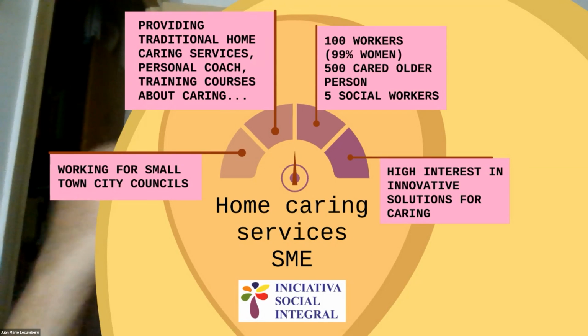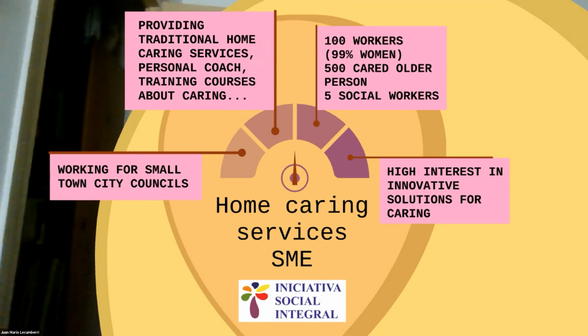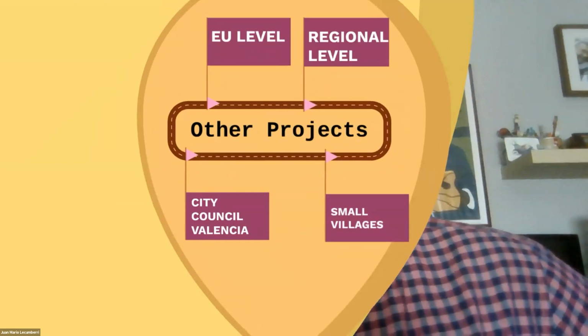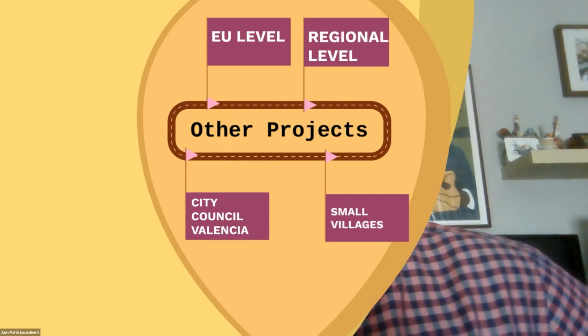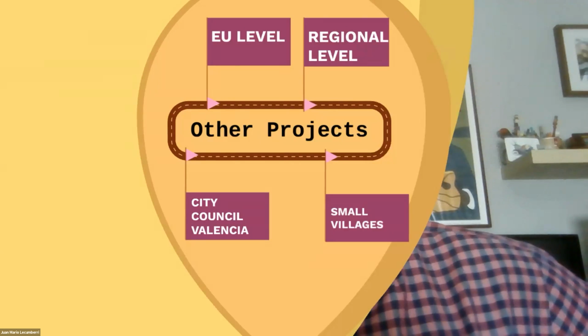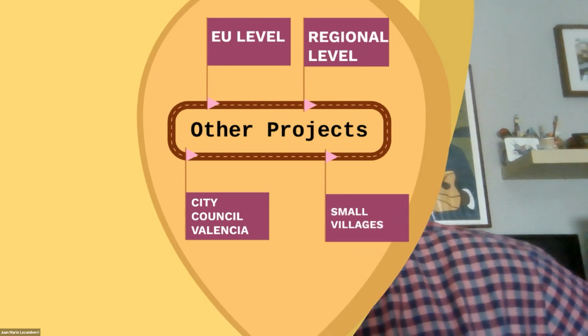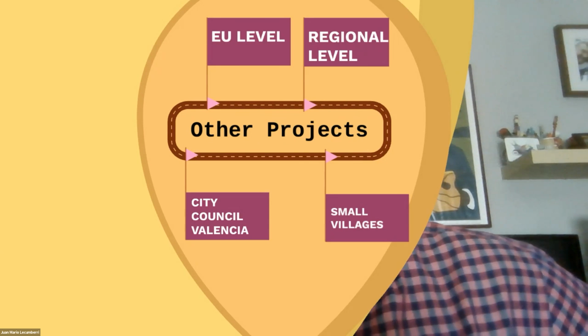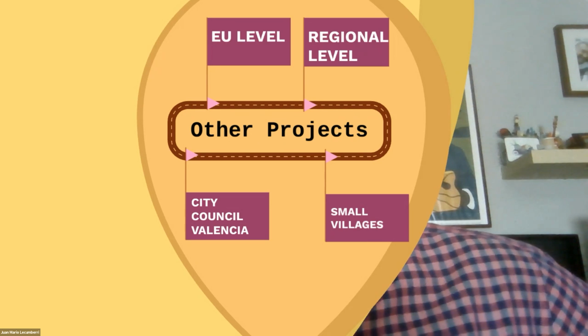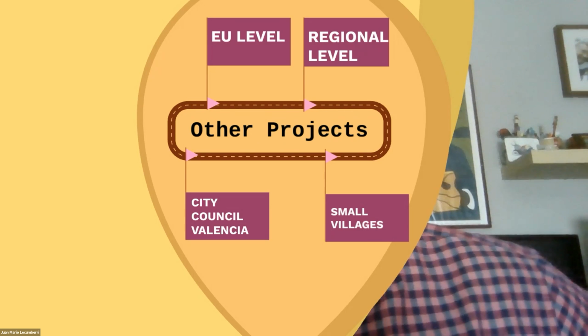We have around 100 workers, 99% of them women. We cover 500 caretakers, and we have a technical team of 5 social workers. And also we have a high interest in innovation solutions for caring. In the field of innovation, as I said before, we took part in some projects at European level. In 2012, we took part in an AAL project. Then we have this project called Activate.